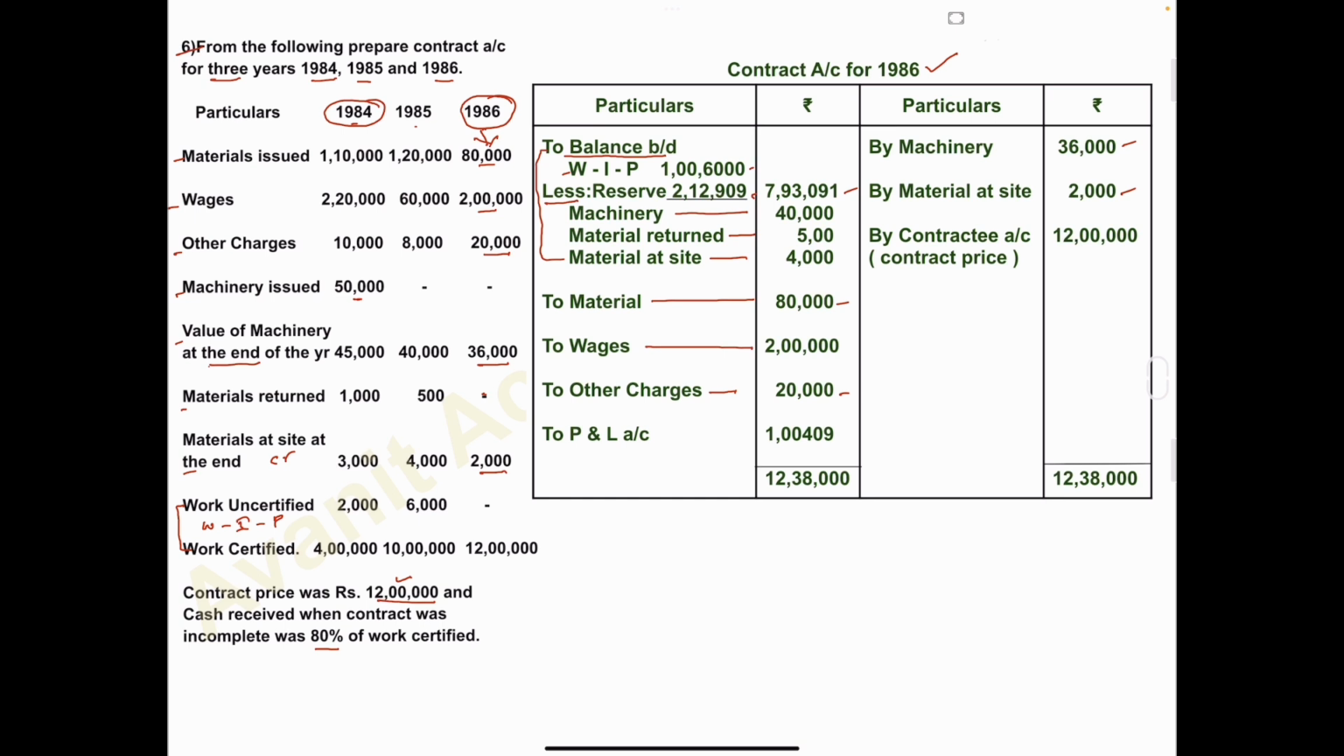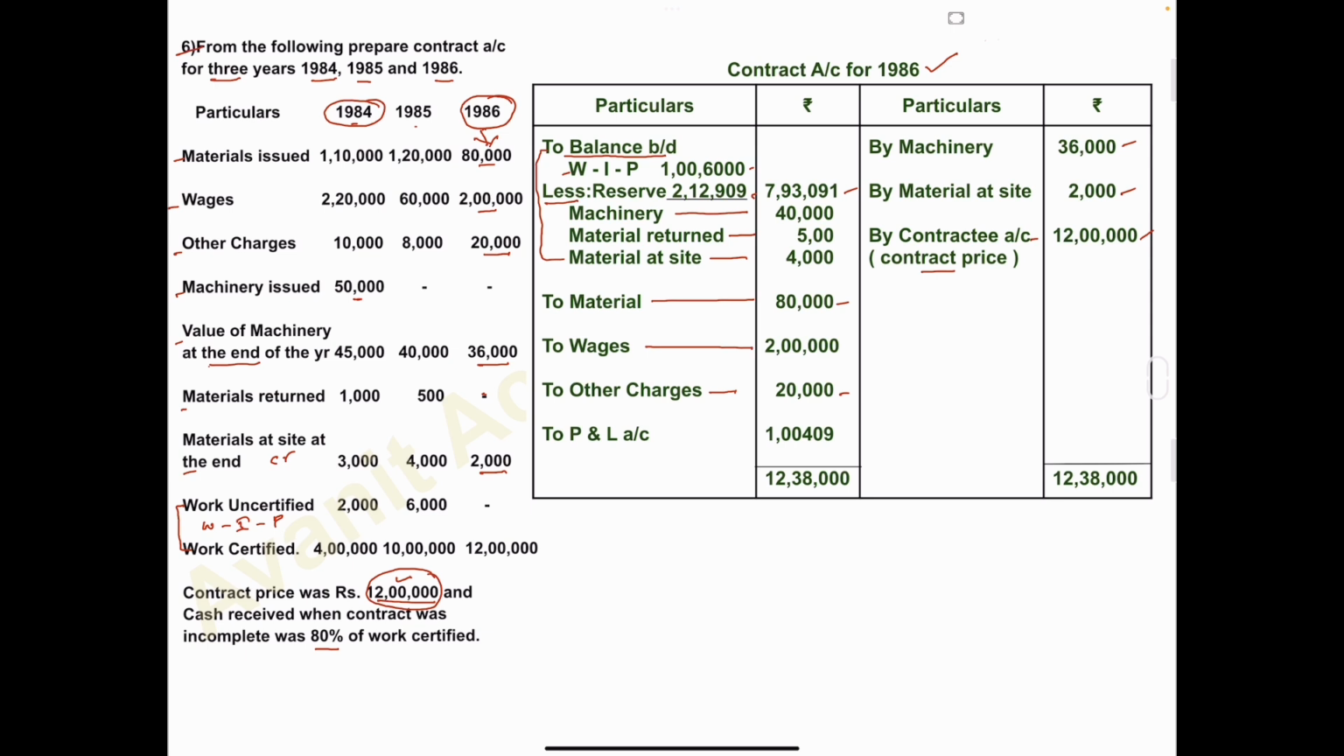So when the contract is not completed, then you will take by work in progress. In that, work certified and work uncertified. When the contract is completed, on the credit side you will write by contractee account, and you have to write the contract price. So in this problem, contract price is 12 lakh. That one we'll write here.